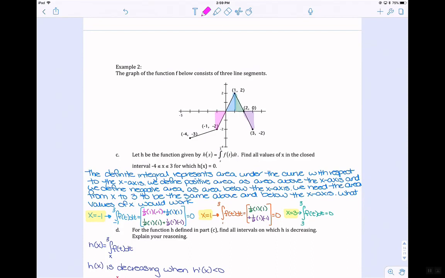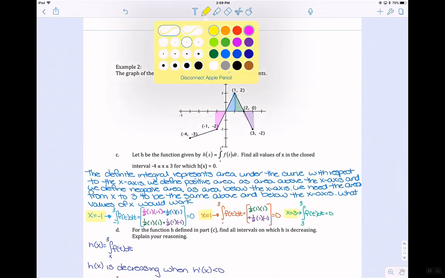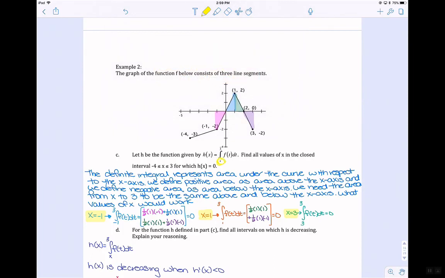Let h be a new function. To be clear about this new function, the variable is in the denominator. Find all the values where h of x is equal to 0. What that means is that I need this entire integral, for a value that I plug in for x, to give me a net worth of 0.